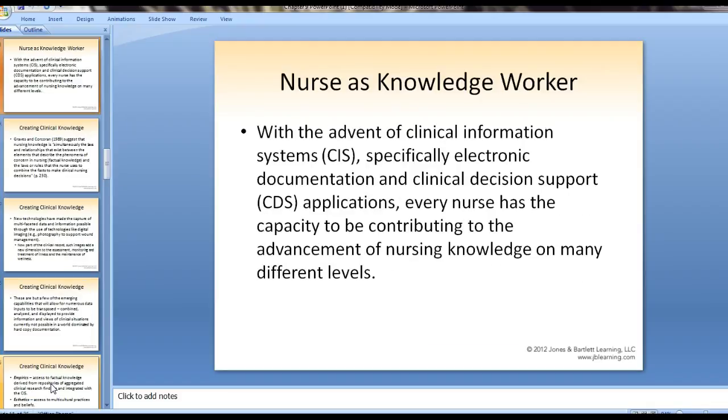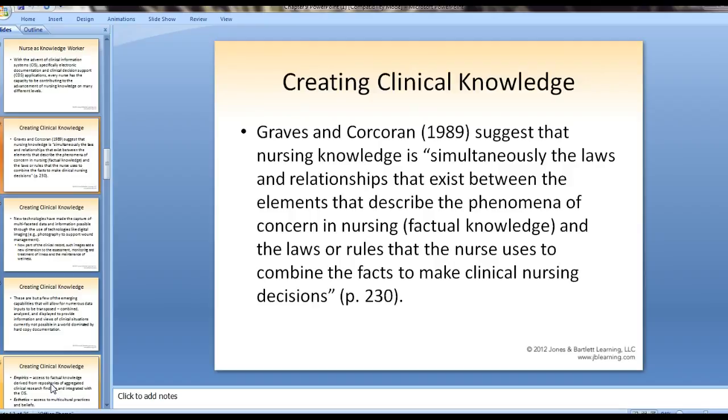With the advent of clinical information systems, specifically electronic documentation and clinical decision support applications, every nurse has the capacity of contributing to the advancement of nursing knowledge on many different levels. So, creating clinical knowledge. Nursing knowledge is simultaneously the laws and relationship that exists between the elements that describe the phenomena of concern in nursing and the laws or rules that the nurse uses to combine the facts to make clinical nursing decisions.